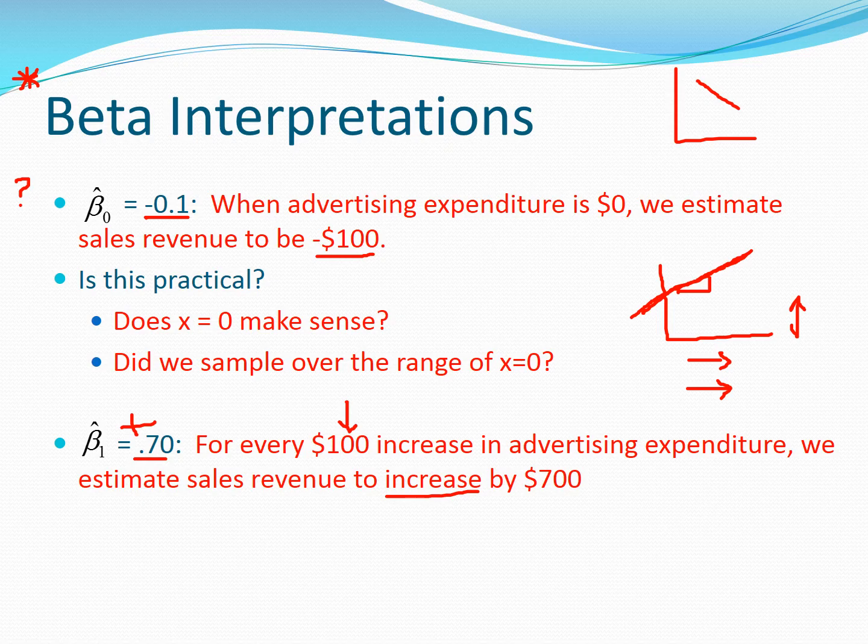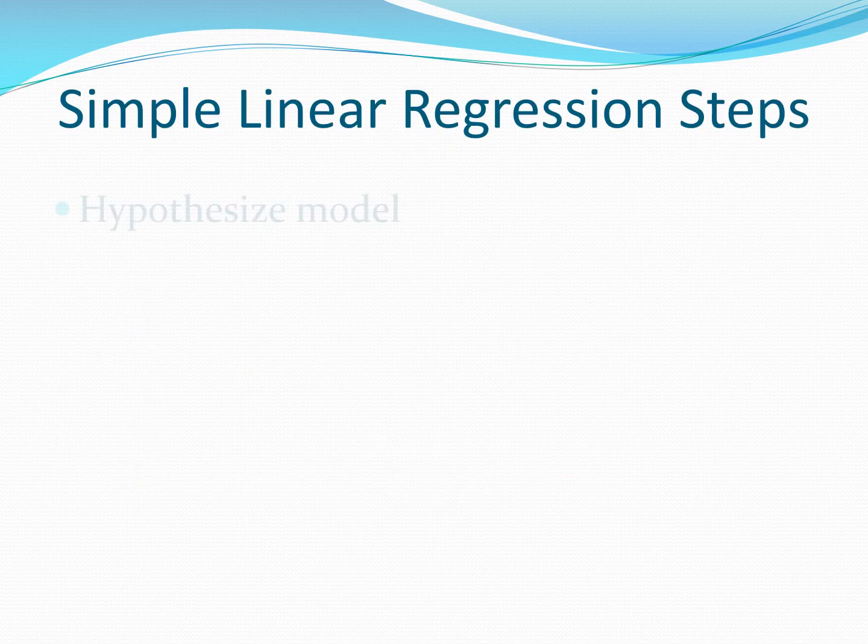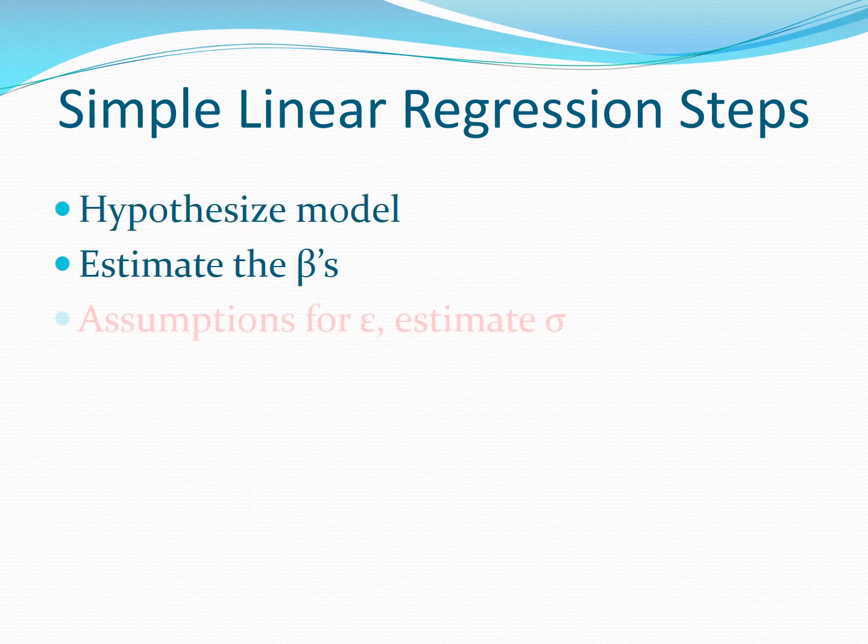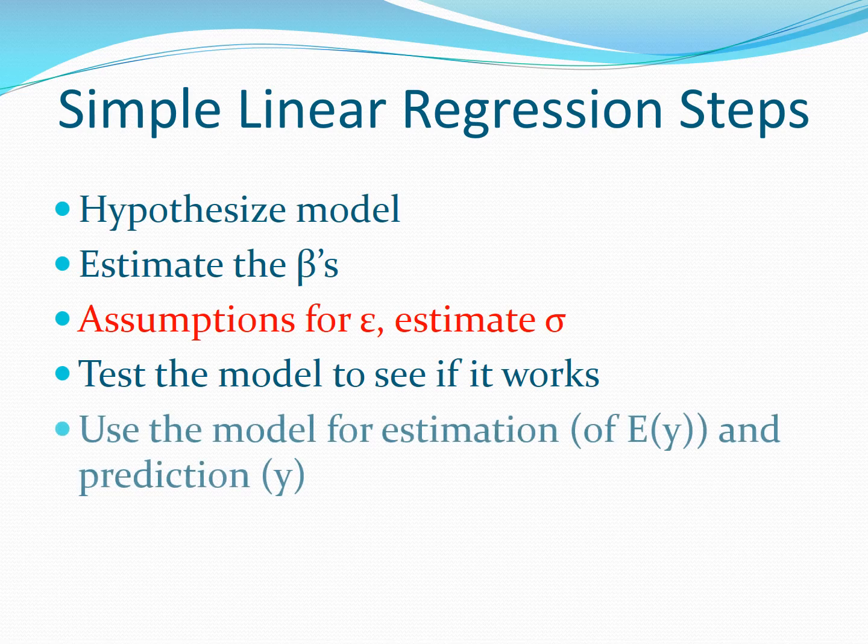So step one, we hypothesize a model. Step two, we estimate the betas, and really for you, it's more about interpreting the betas. The method of least squares is what we use. We get numbers on a printout, and I'm going to have you guys do the interpretations for me. And so that's the second step. The next step is to go ahead and get ready for the testing and the confidence intervals. But before we can do that, we need to mention some assumptions for the epsilon, and we need to estimate the standard deviation. And in order to do that, I'll come back and do a different video.